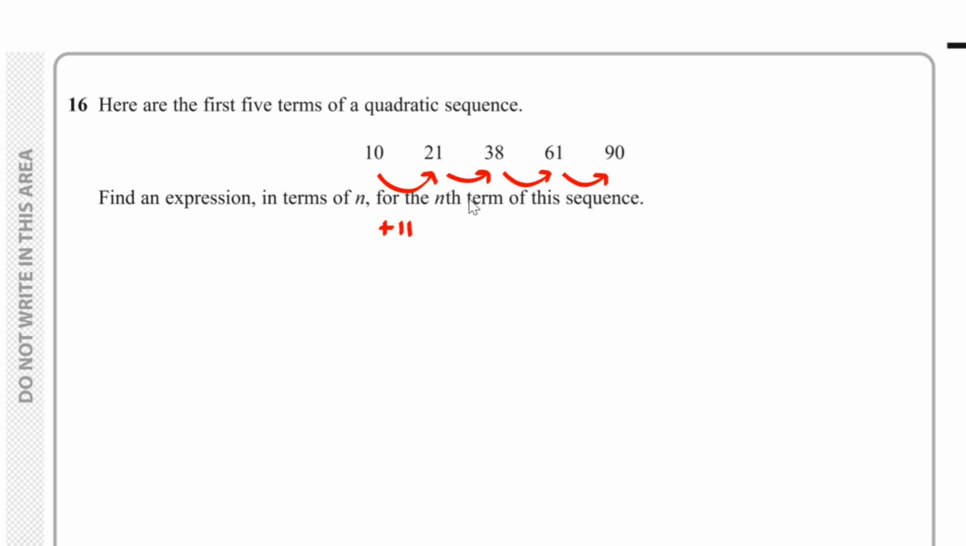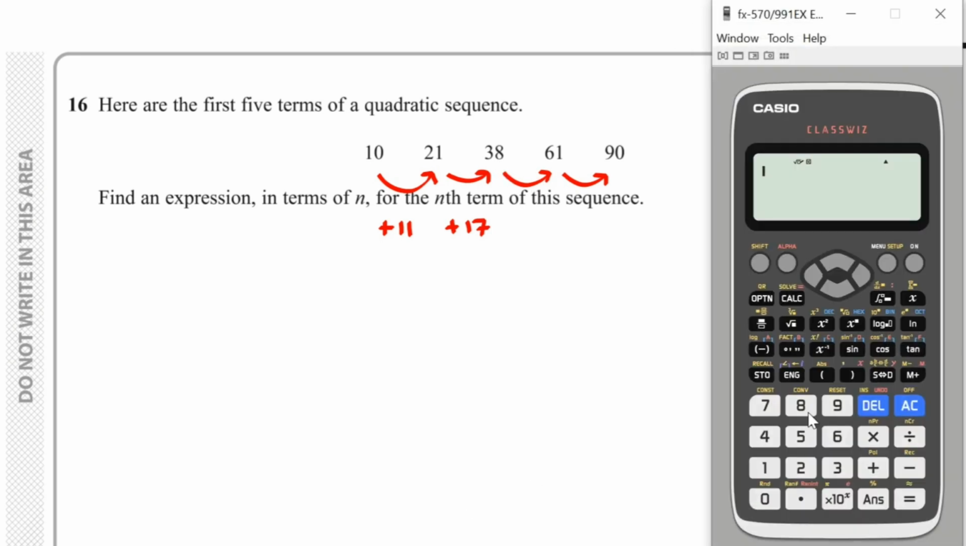The difference between 21 and 38 is 17. The difference between 38 and 61 is 23. And the difference between 61 and 90 is 29.